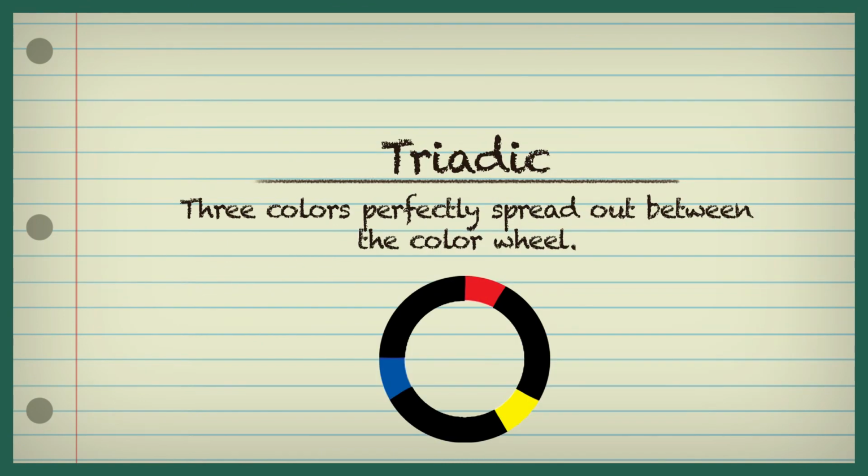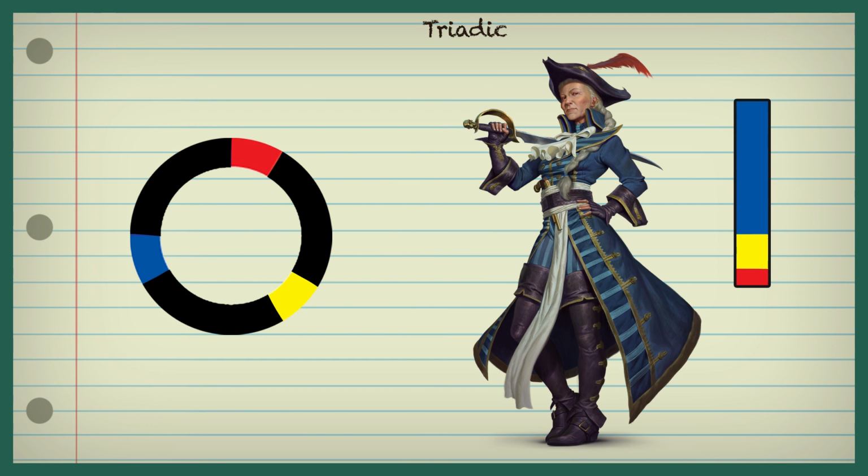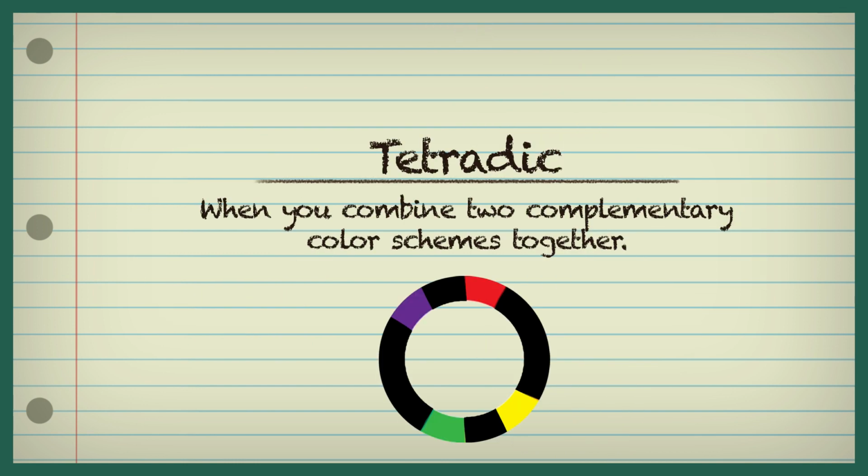Triadic. Triadic color schemes are pretty straightforward. It consists of three colors perfectly spread out between the color wheel, so the primary colors of red, yellow, and blue make up a triadic color scheme. So do the secondary colors of green, orange, and violet. There are more options in between these, and the options can differ depending on the color wheel you're using, but those are some of the major ones. Tetradic. Tetradic color schemes are the last one we're going to go over. These ones are a little bit more complicated than the others, but not too bad.